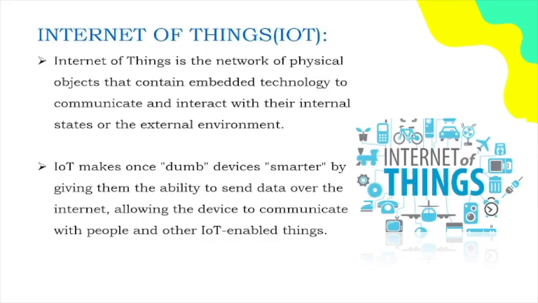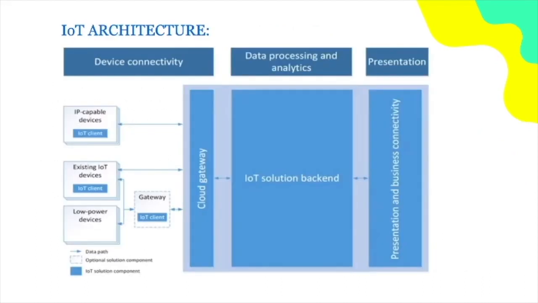After that, we will be seeing what is Internet of Things. Internet of Things is the network of physical objects that contain embedded technology to communicate and interact with their internal states or external environment. We can say that IoT is a technology which makes any device smarter by giving it the ability to send data over the internet and allow the device to communicate with people and other IoT enabled things. So here is an architecture of IoT. The various things are listed here, such as cloud gateway, IoT solution backend, etc.